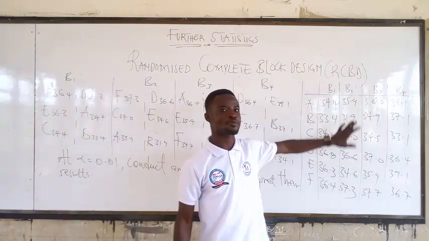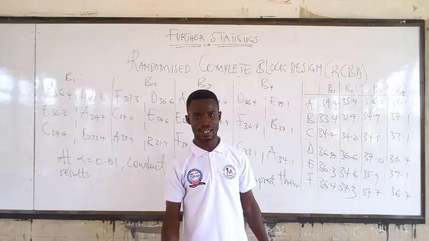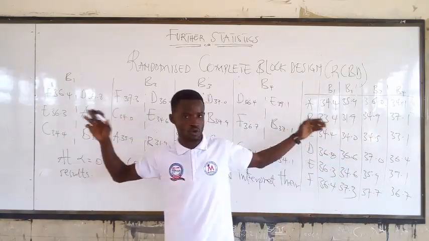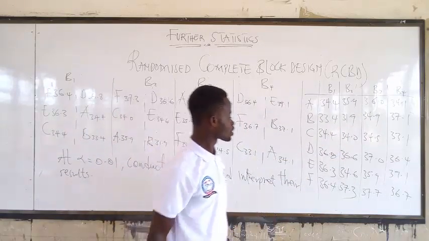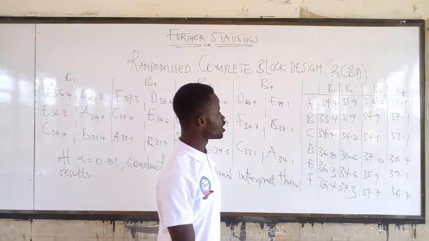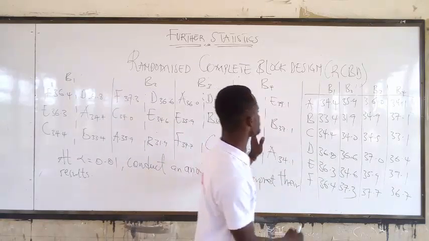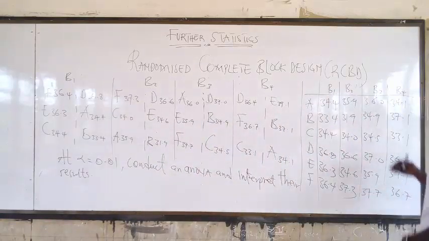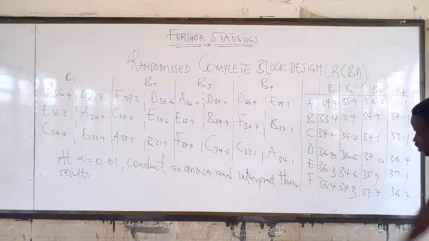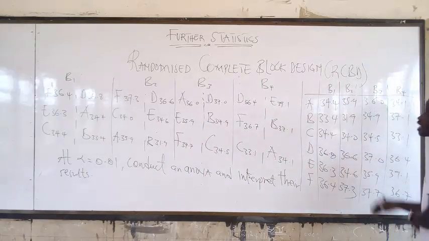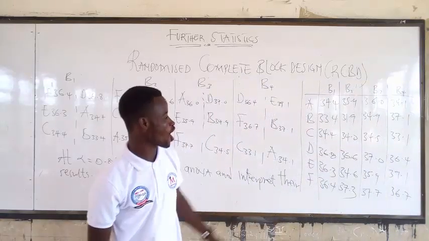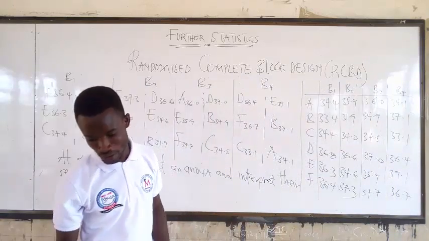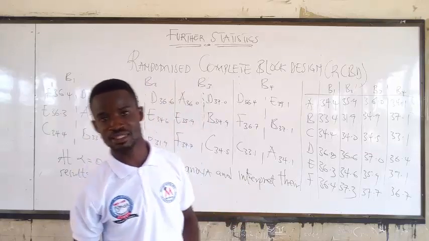There are some questions where this will not be given to you, but they can give you only this to perform a block design. So getting the two will not confuse you now. After getting this, the next thing to do is to sum all the rows, then you sum all the columns. That's what we are going to do now. Because of space, I'll be back.